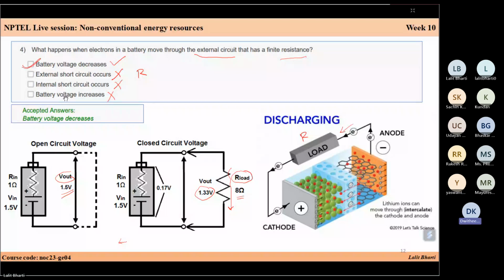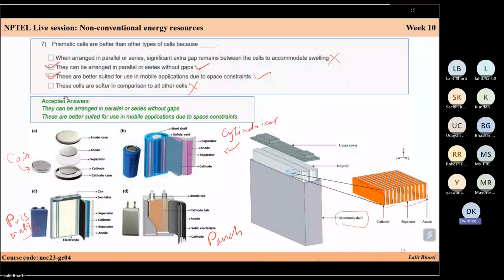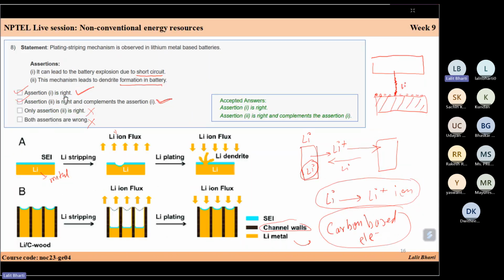Sir, can you repeat the question number 7 and 8? Which question? Question number 7 and 8. So, this one and this one, right?